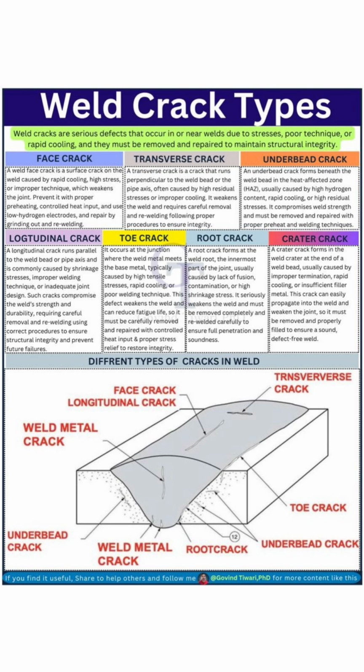This diagram visually shows all the different types of cracks in a weld: face, root, toe, underbead, transverse, longitudinal, and crater cracks. Understanding where these occur helps in inspection and repair.